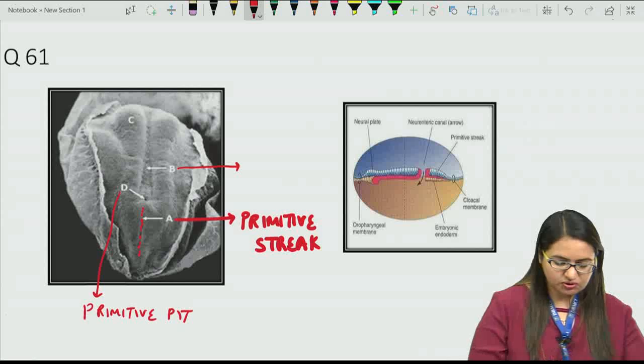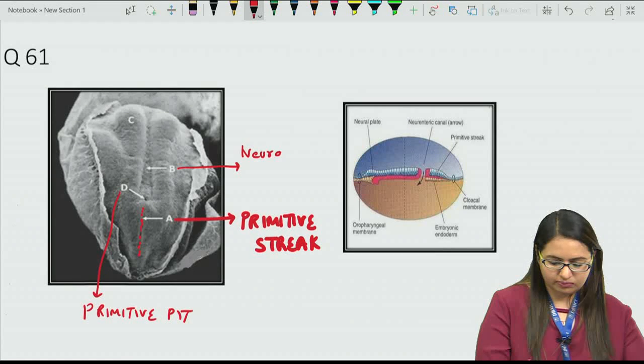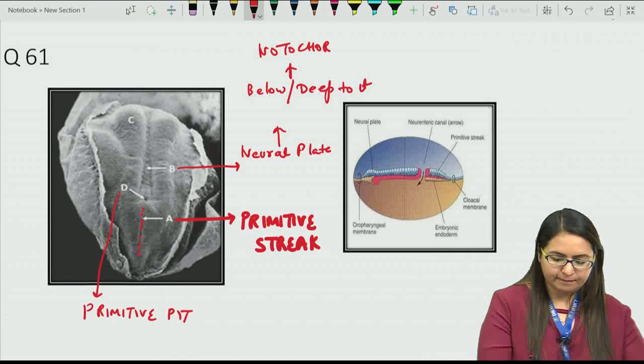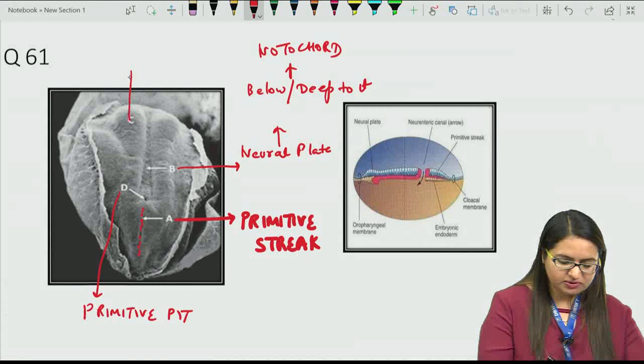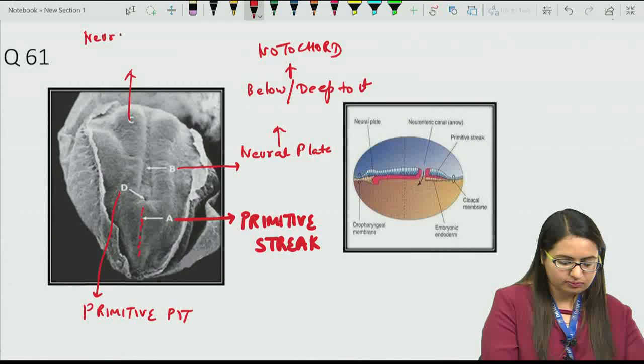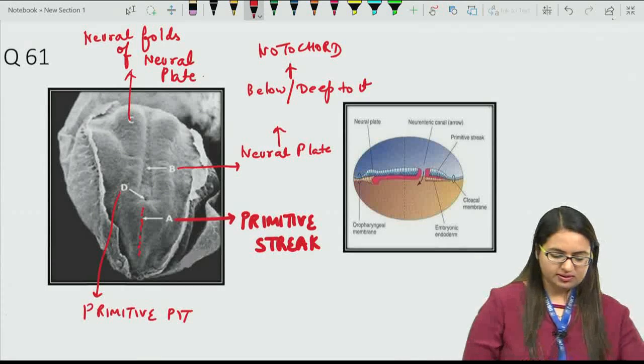The B structure which has been shown over here is the neural plate, and just below this neural plate the notochord is present. This is a neural plate, and below or deep to it we have the presence of the notochord. Then the C structure which has been shown over here are the neural folds of the neural plate. These are the folds of the neural plate.